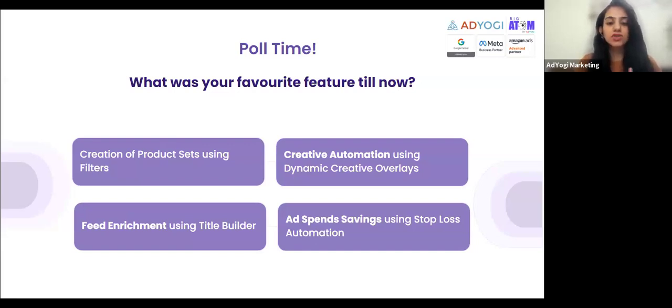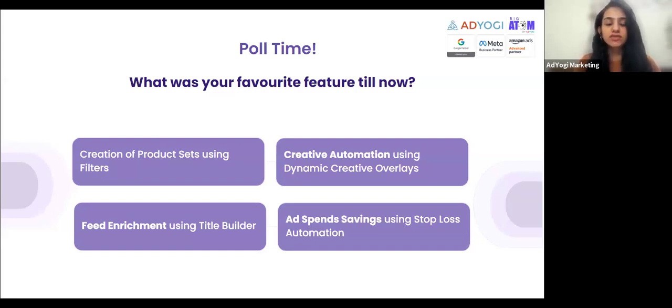And lastly, we saw stop loss automation to help you save ad spends from going onto your broken products with broken sizes, which basically means products that do not have all the sizes or variants available, or are underperforming products and are not yielding as much results.